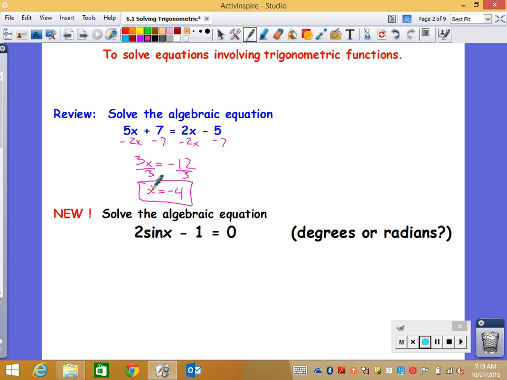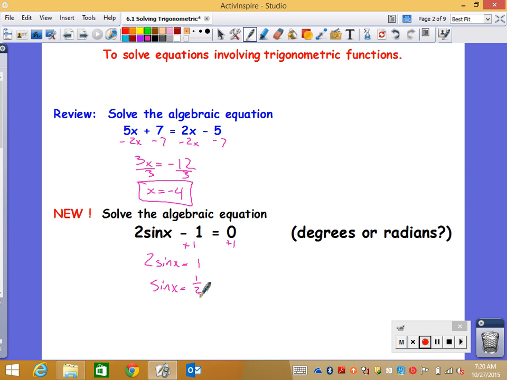But what if we want to change things up a little bit? Let's say we have the problem 2 times the sine of x minus 1 is equal to 0. Well, we're going to say this over and over and over again. Get your trig function by itself. So let's add 1, get that over there. So we get 2 sine of x is equal to positive 1. And then divide by 2, I get the sine of x is equal to a half.